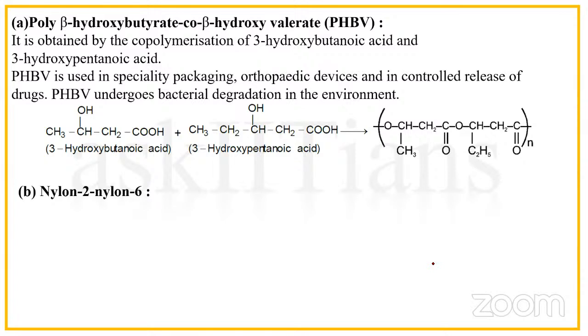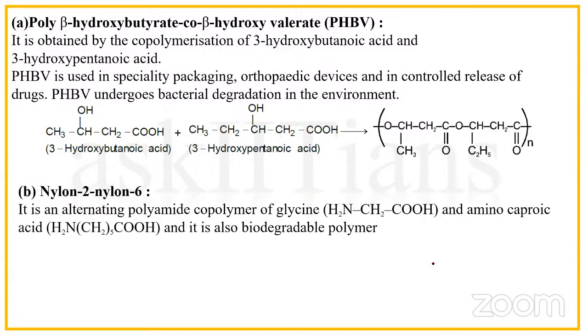Next example is nylon 2 nylon 6, which is also a biodegradable polymer. It is an alternating polyamide. Like polyamides we have nylon 6,6 and nylon 6, those polymers are non-biodegradable, and we have produced a polymer which is biodegradable and an alternating polyamide. It is made from glycine, an amino acid, and aminocaproic acid, again an amino acid. So nylon 2 nylon 6 is prepared from the 2 amino acids, glycine and caproic acid.